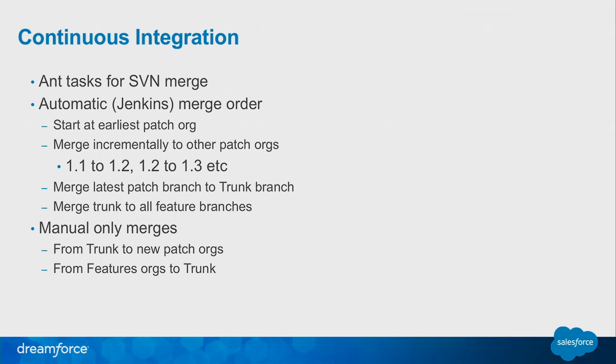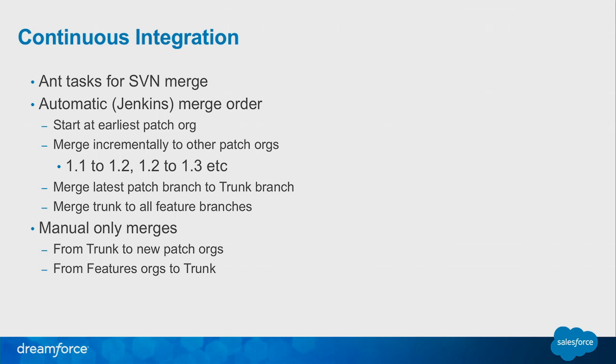So how do we do this? Well, we just created a couple of Ant tasks for SVN merge, and this is how I'm saying you can use whatever version control tool you want. You could just write some tasks for Git, or basically any version control tool you wanted. And we use Jenkins to automatically control the order.